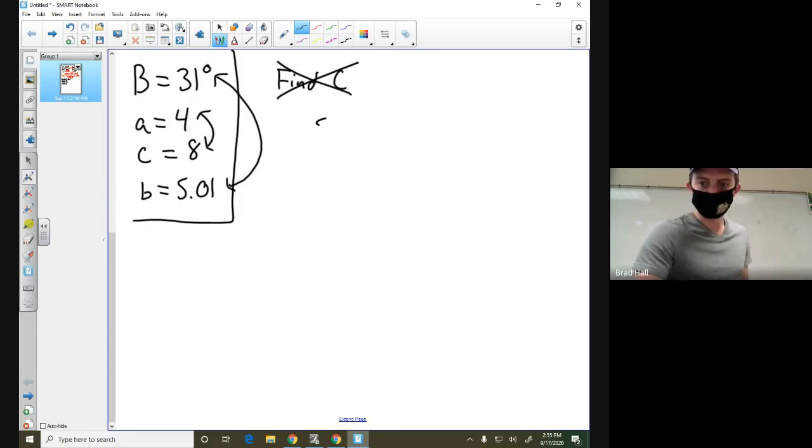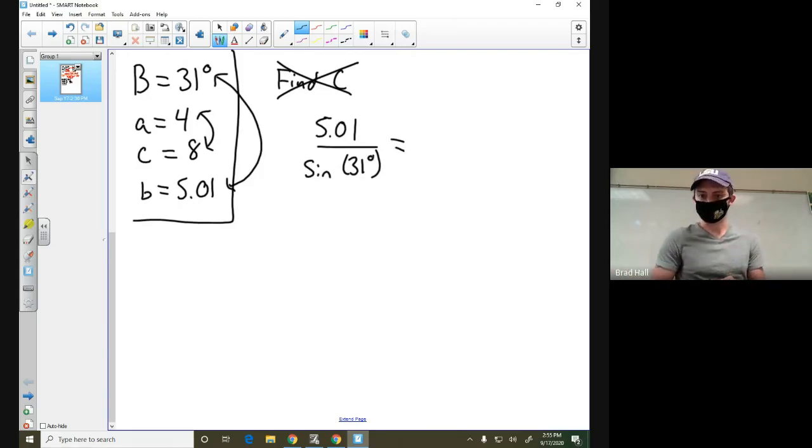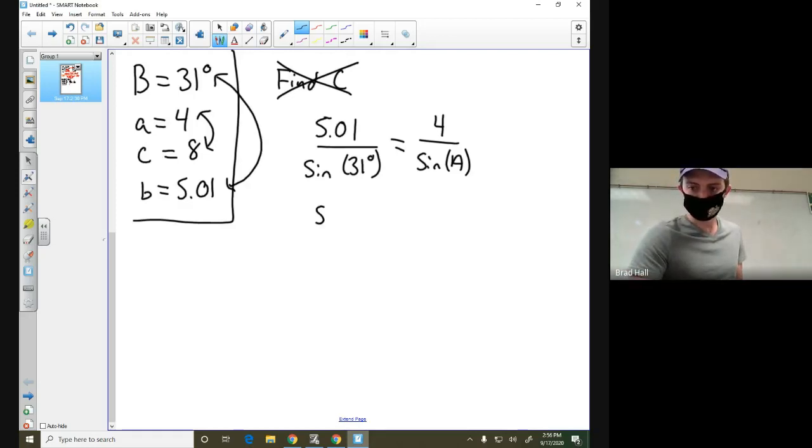So then the completed ratio would be 5.01 divided by sine of 31 degrees equals 4 over sine of, that's right, 4 divided by sine of capital A, because 4 is lowercase a, so we're looking for capital A. And we are picking this one first, so we can definitely avoid an obtuse angle issue. And we can flip both of them. I mean, the formula works if all of these are flipped anyways.